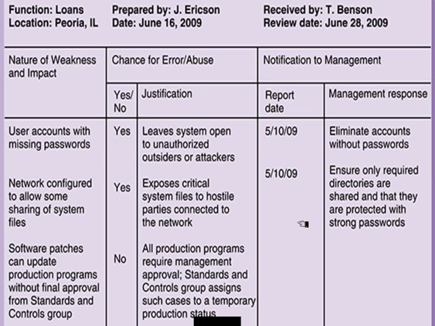What have we got here? Chance of error or abuse. Yes, no. Yes, it leaves the system open to unauthorized outside attackers. Eliminate accounts without passwords. Network configured to allow some sharing of the files. Yes, no. This exposes critical system files to hostile parties connected to the network. Ensure only required directories are shared and that they are protected with strong passwords.